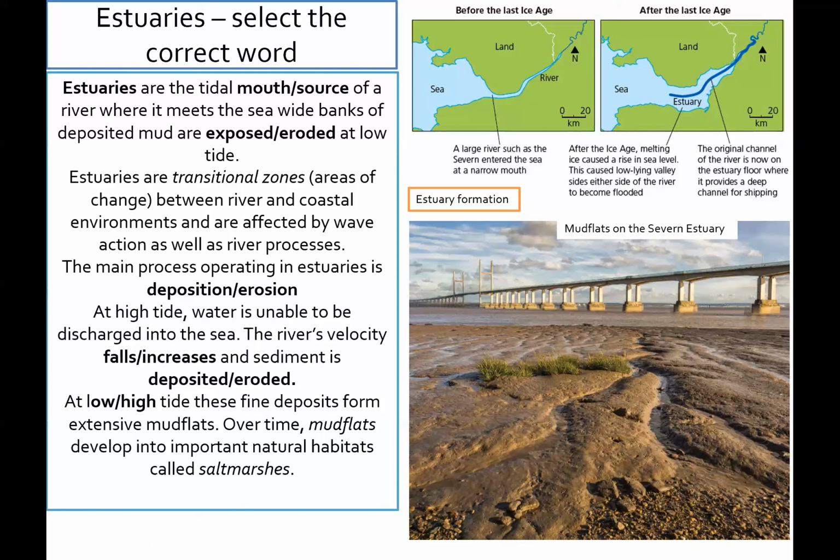So estuaries are the tidal mouth of the river where it meets the sea, where wide banks of deposited mud are exposed at low tide. Estuaries are what we call transitional zones, so areas of change between river and coastal environments, and are affected by wave action as well as river processes. The main process operating in estuaries is deposition. At high tide, water is unable to be discharged, so lost into the sea. The river's velocity falls and sediment is deposited. At low tide, these fine deposits form extensive mudflats. Over time, mudflats develop into important natural habitats called salt marshes.